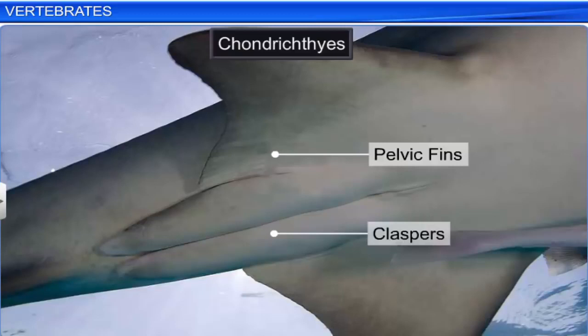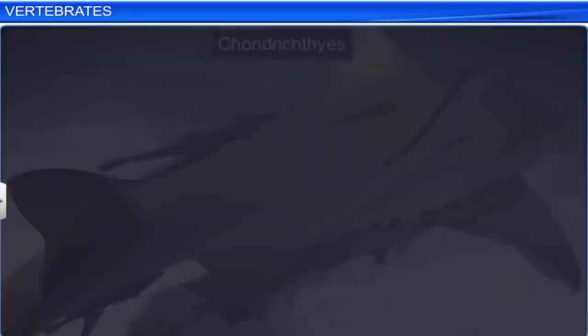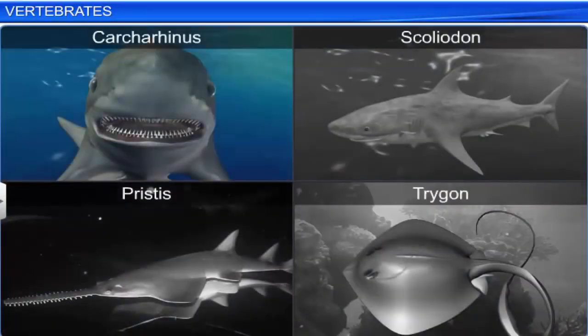Fertilization in these fish is internal, and many of them are viviparous. Carcharinus, Scoliodon, Pristis, and Trigon are examples of this class.